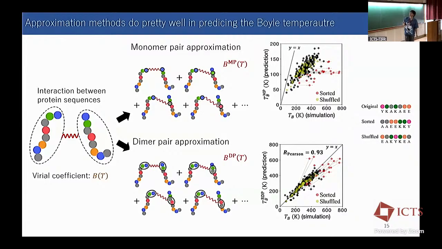So here what I'm doing is taking some sequence, and then sorting the amino acids in alphabetical order. There's no meaning to that order, but that would just generate many of these blocks of these amino acids. And you can assume that that would change the critical temperature or the Boyle temperature. And it actually does change it a lot. And if you also shuffle it, that would also change it a lot. And those differences will never be captured by this monomer pair approximation. Now, if you go to the dimer pair approximation, that part improves quite a bit. Although sometimes for the sorted sequences it would come off, but it's not really a systematic difference. So this is pretty good.